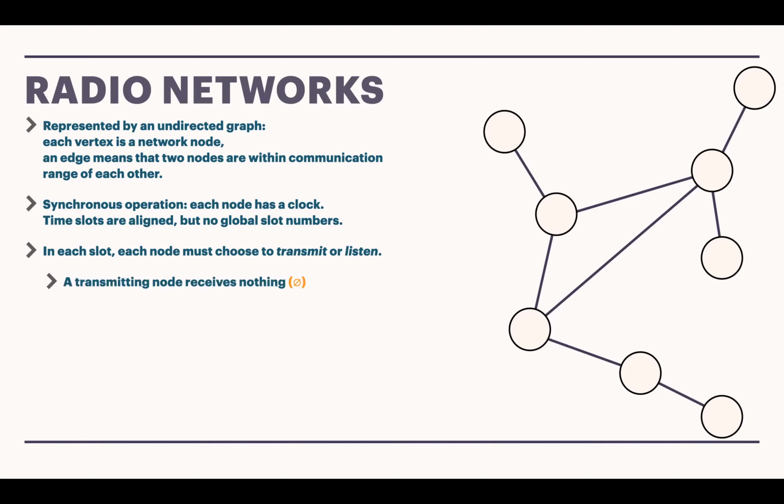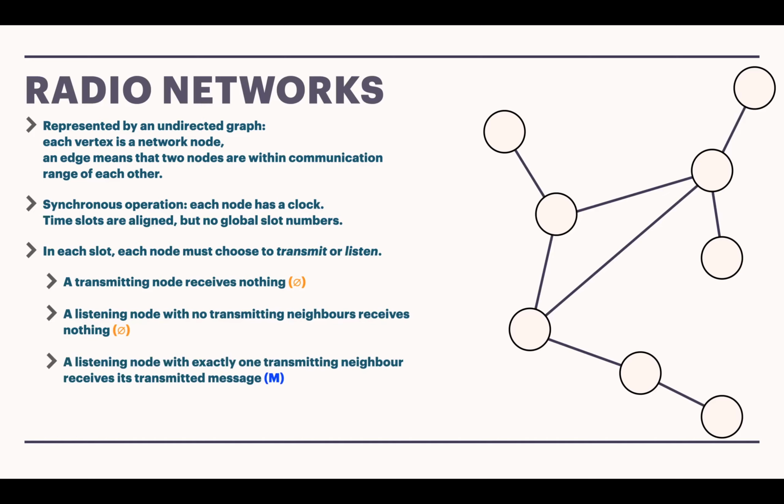So if a node is in transmit mode, it will receive nothing during the slot in which it's transmitting. And we're going to represent this using the empty set notation inside parentheses. If a node is listening and it has no neighbors in the network that are transmitting, once again, it will receive nothing. So this is again represented by the empty set in parentheses. If a node is listening and it has exactly one transmitting neighbor in the network, then it will receive the message that is being transmitted by that neighbor. And this is represented by an M inside parentheses, where M is the message that is being transmitted.